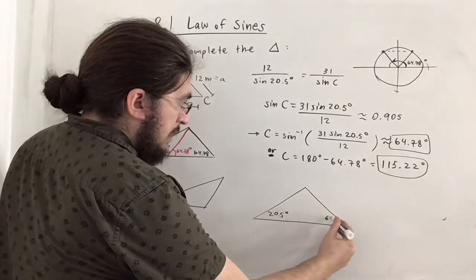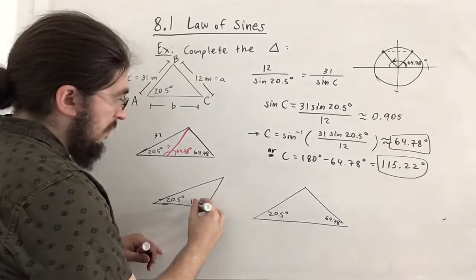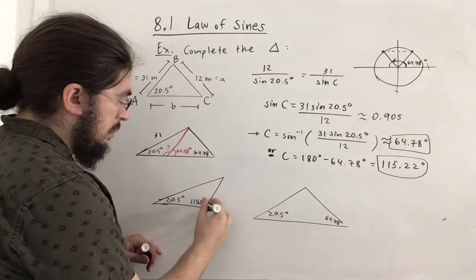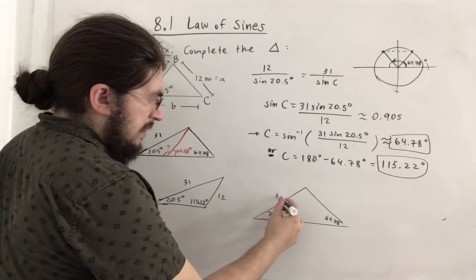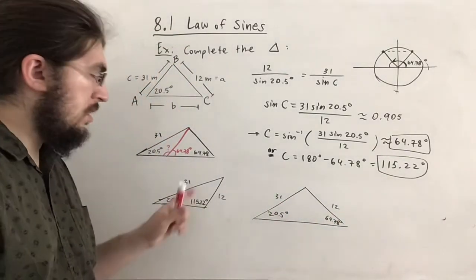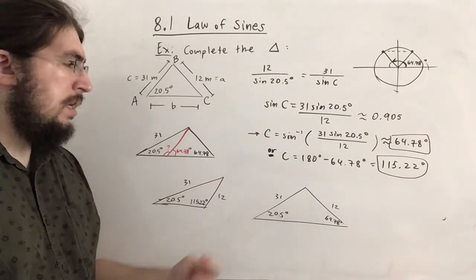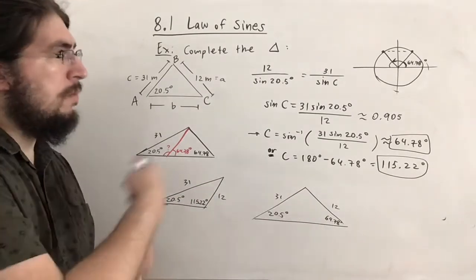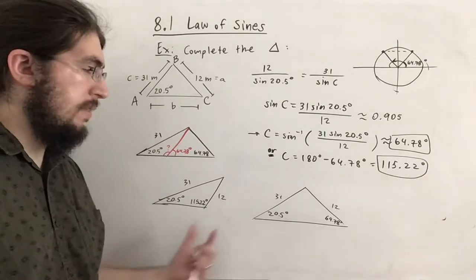So we got this being 64.78 degrees. I think that's okay. And here we got 115.22 degrees. This is 31. This is 12. This is 31. This is 12. I don't think this is actually very difficult to do. We'll just have to find the third angle here by subtracting the sum of these two. Same thing here, and then we can do one more law of sines to actually find the remaining side.